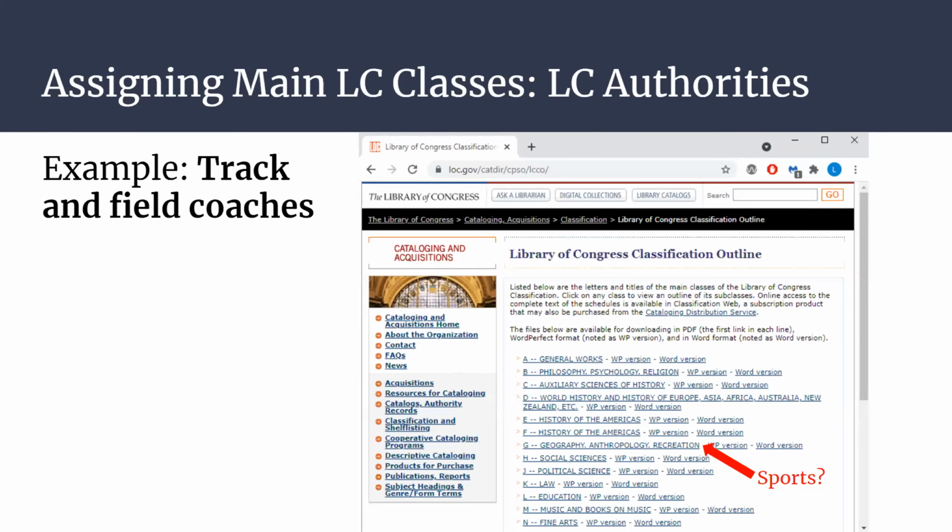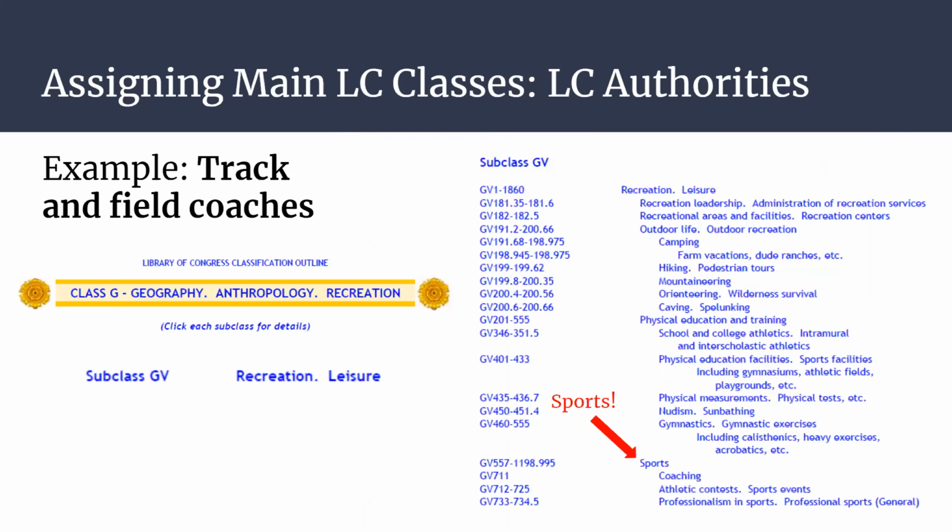Consider why the term track and field coaches would have been assigned to a particular collection. I would think that this term was assigned to a collection that had materials relating to the sport of track and field. Where would sports fit in the LC classification outline? Sports could fit in a recreation category, so we will select Class G. From there, we will select subclass GB, and indeed, there is a subsection related to sports. Therefore, we will record main class G for this term.